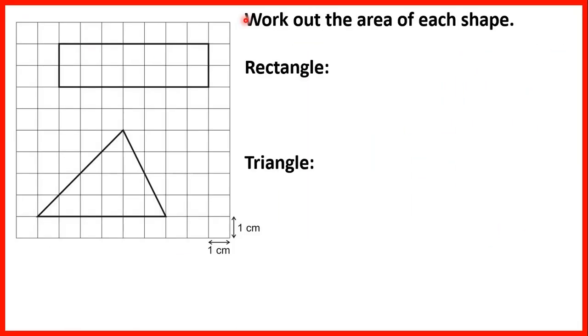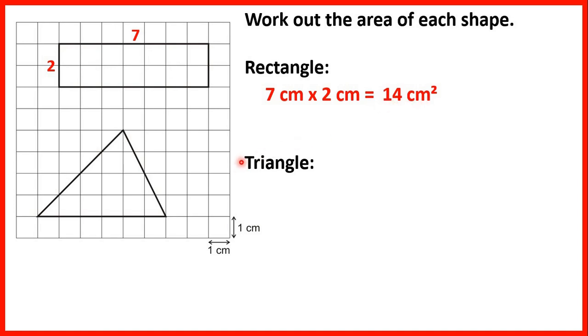Work out the area of each shape. So for the rectangle, we can see that the width is 2 centimetres and the length is 7 centimetres. And to work out the area of a rectangle, we multiply the length by the width, and 7 times 2 is 14, so the area is 14 centimetres squared. And we can see that the shape takes up 14 centimetres of space, so that answer makes sense.